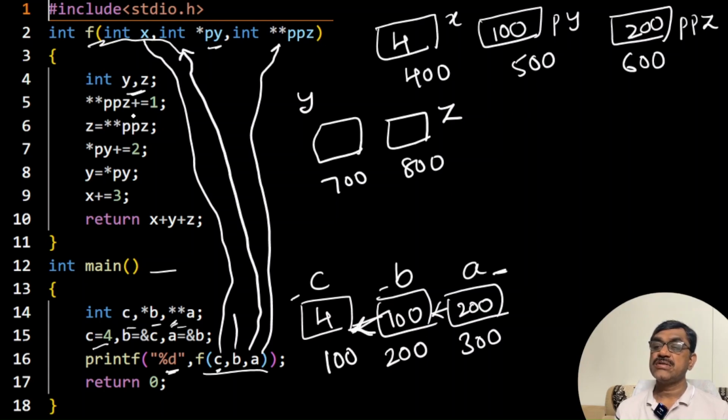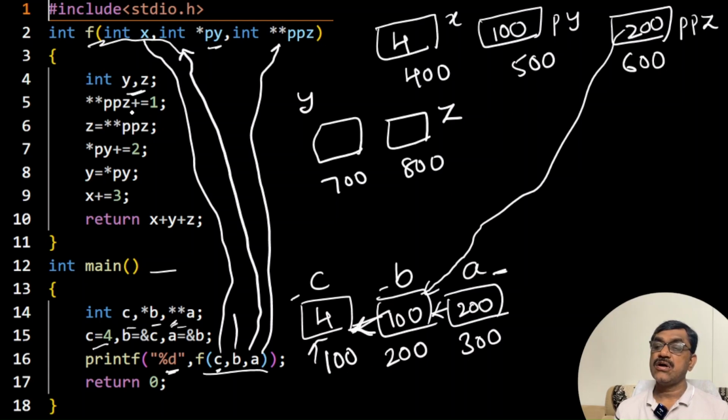What do you mean by **ppz? See here, what is ppz? The ppz here is 200. *ppz, how much? The value at 200. What is the value at 200? When you consider this, the value at 200 is 100. Again, if you say star, what is the value at 100? So we are moving to 4.